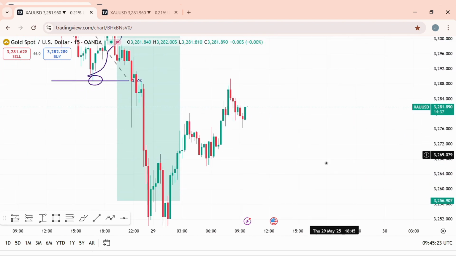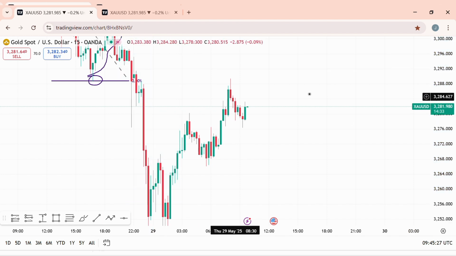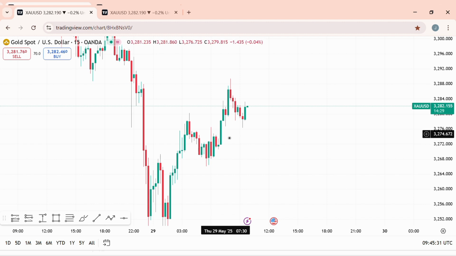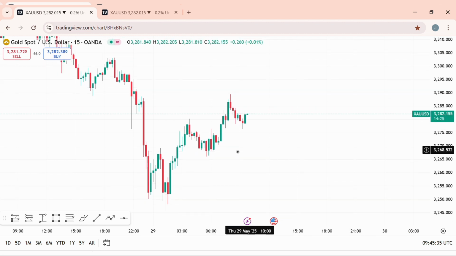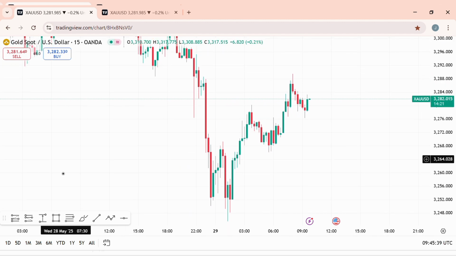Yeah, I think we are done with the Fibonacci retracement tool. If you still have a problem with it, you can comment below so that I can create a video addressing your issue. You can see today gold is behaving very well.